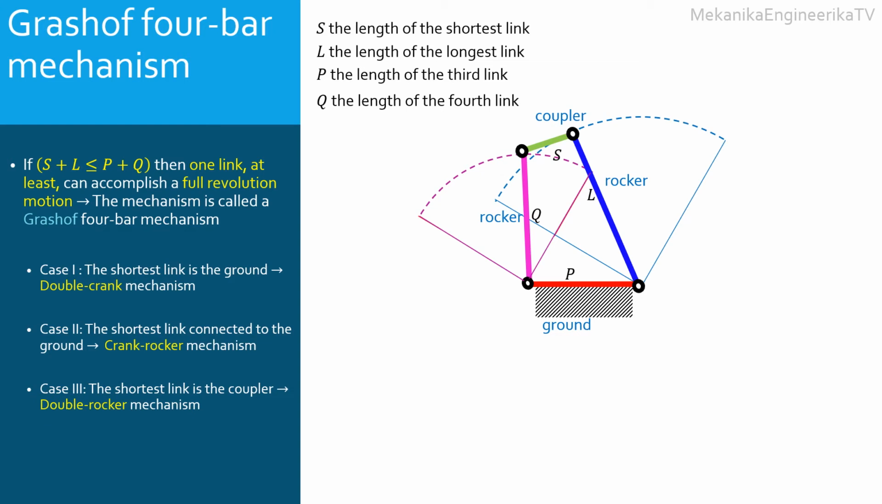The last case happens when the shortest link is the coupler, the link opposite to the ground. In this case, the coupler can accomplish a full 360-degree rotation. However, the 2 other bars, the magenta and blue bars, can only go back and forth. These 2 links are then rockers. The mechanism is a Grashof double rocker 4-bar mechanism.